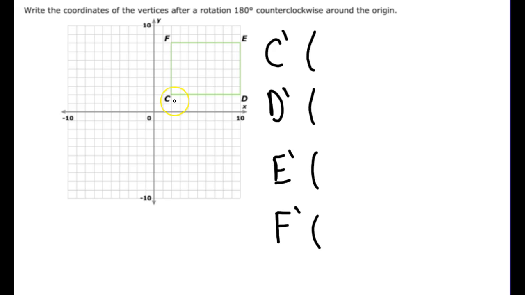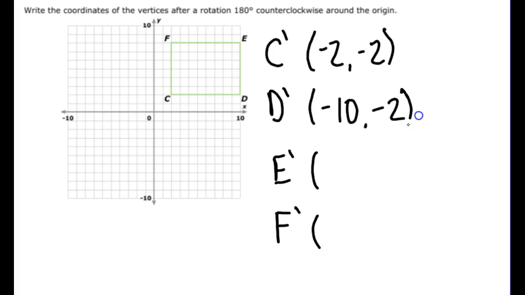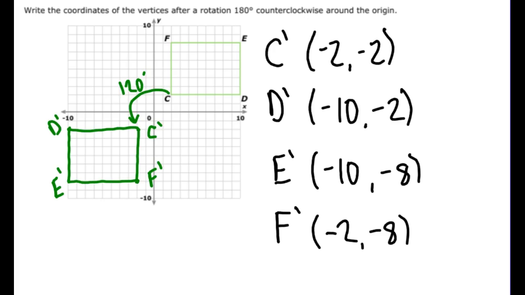So if we're looking at C, this ordered pair is 2, 2, so C prime is going to be negative 2, negative 2. D prime is going to be negative 10, negative 2. E prime is going to be negative 10, negative 8. And F prime is going to be negative 2, negative 8. So all you have to do, if it's 180 degrees around the origin, change the sign on both the x and y coordinates. So I plotted those points quick.